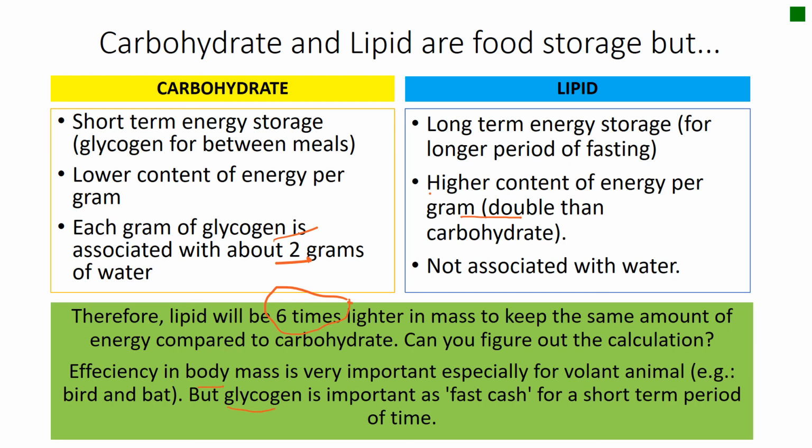So in daily life, we can say that glycogen is kind of like fast cash, the money that you have in your wallet. However, lipid is kind of like your deposit in a bank. You have lots of money there, but of course you have to go to the bank and do some paperwork before you can get the cash from the deposit that you have in the bank, right? I hope you understand about this.